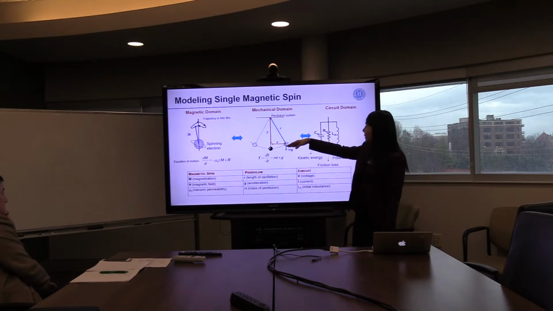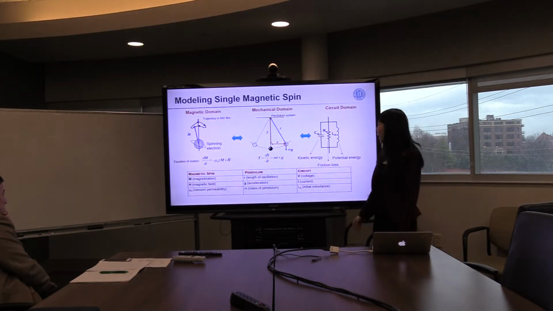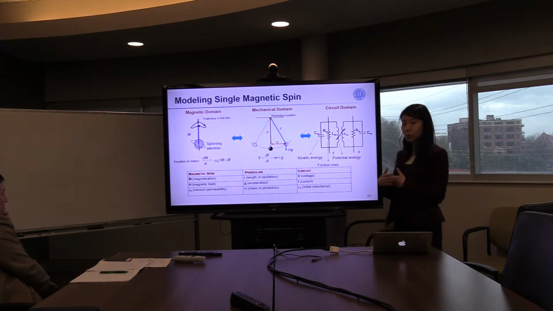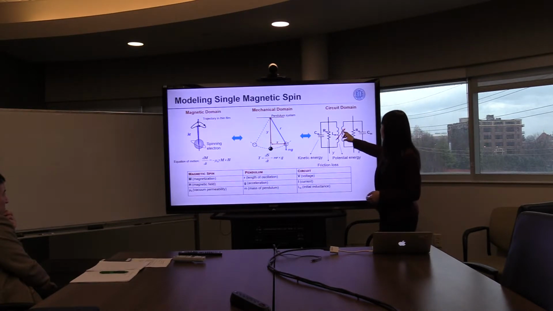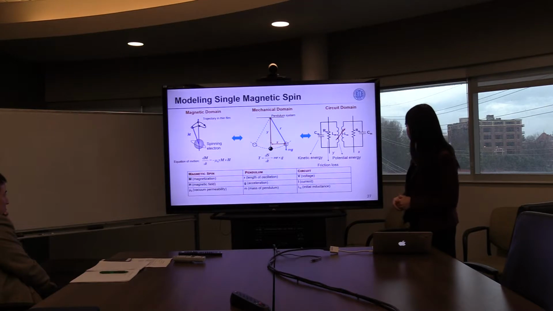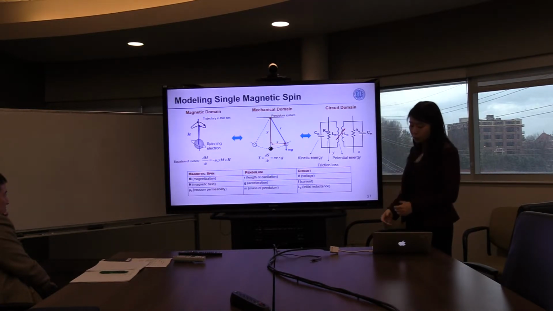Since magnetic spins, or the pendulum, include two directional oscillations, one along x and one along y, that's why we use two resonant tanks to represent these two oscillations, and they are coupled to each other to represent exactly what is in the pendulum system. So this circuit model helps us describe the magnetic motion in the microdomain.